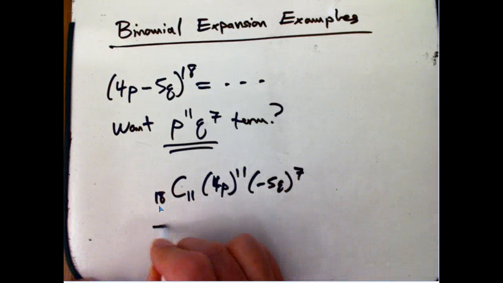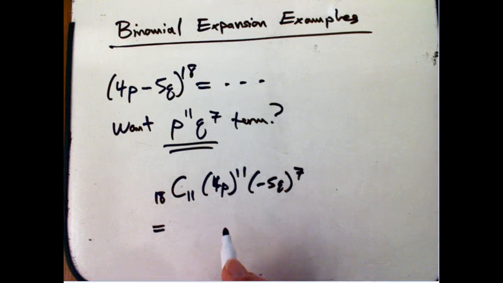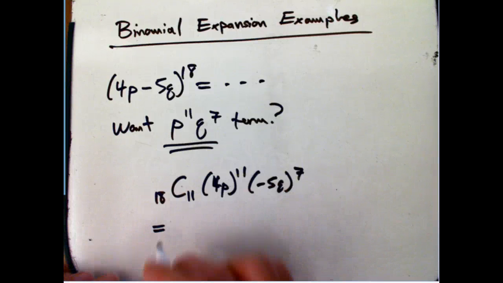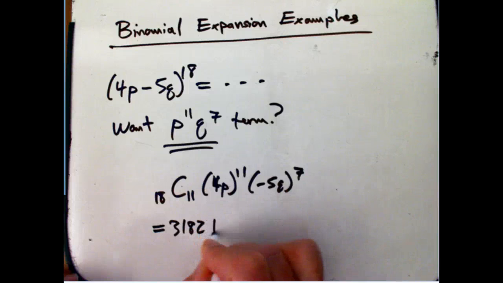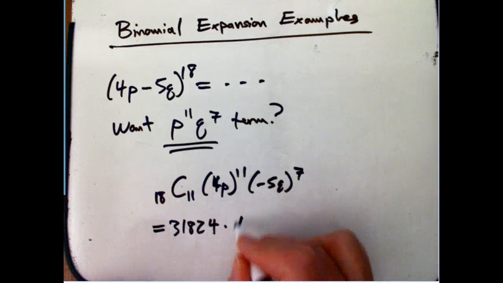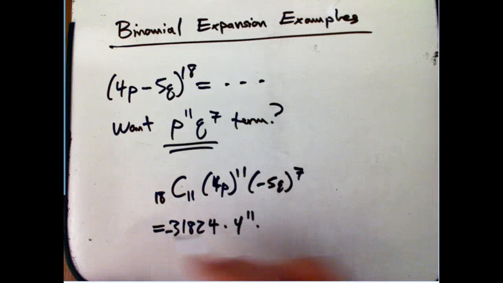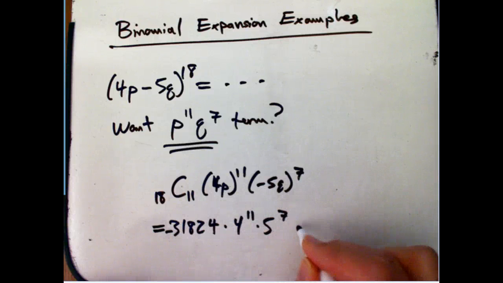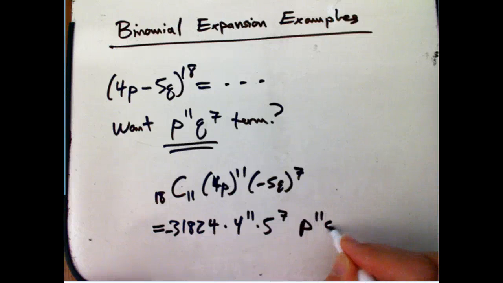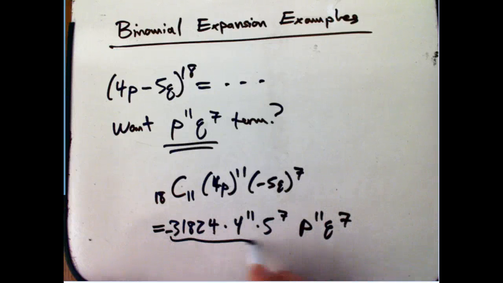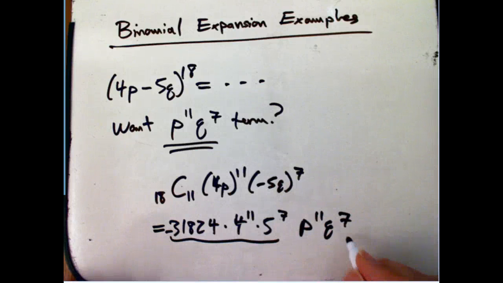And so that's going to be, now let's see, did I have that? 18C11 is 31824. I've calculated that. You can get that off a calculator, for example. Times 4 to the 11th, times a minus, so that'll come out minus 5 to the 7th, times p to the 11th, q to the 7th. Okay. And then we could multiply that out to get a pretty gargantuan number if we wanted to, but I'm not going to worry about it.